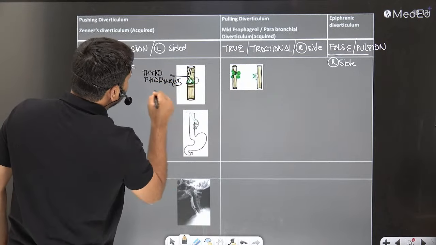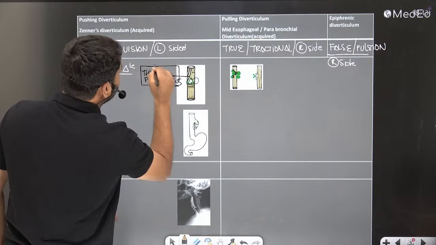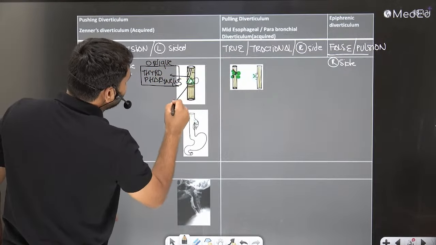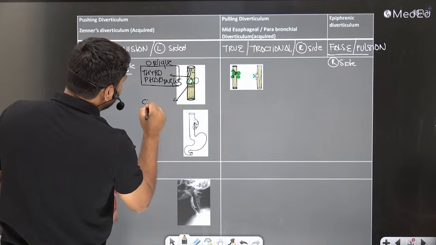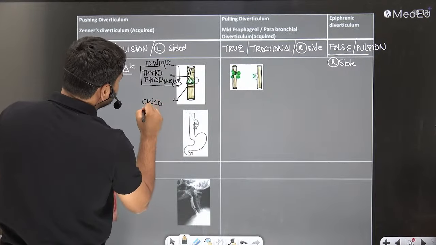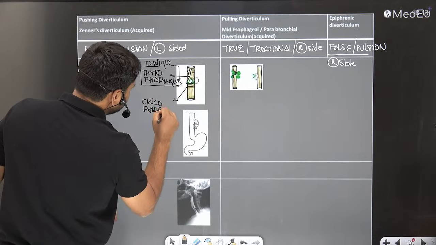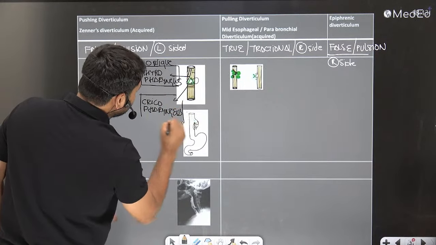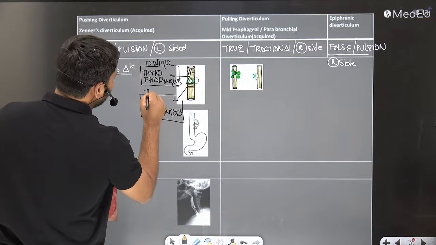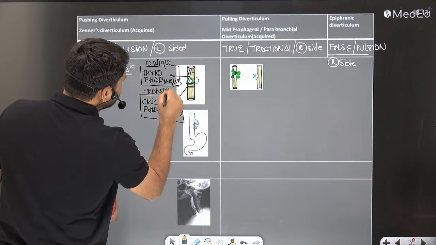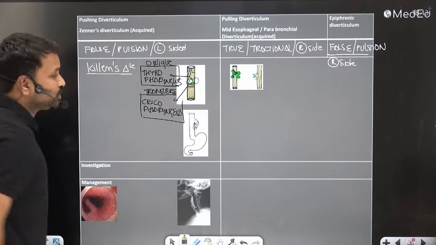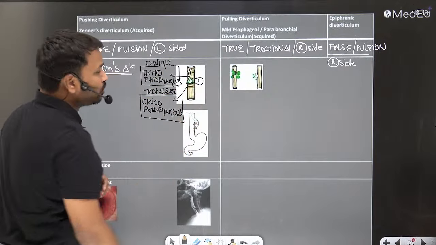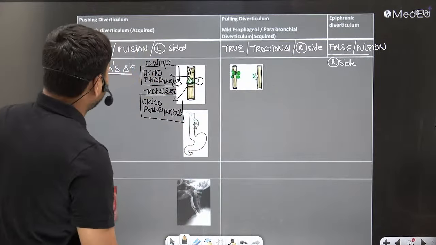This is your thyropharyngeus muscle, which is an obliquely placed muscle. And then you have the lower transverse muscle, which is your cricopharyngeus muscle. Between these two, you have Killian's triangle. And you see there is an outpouching, and this outpouching is your Zenker's diverticulum.